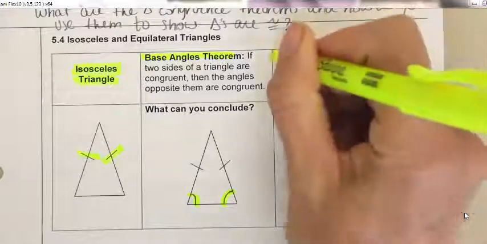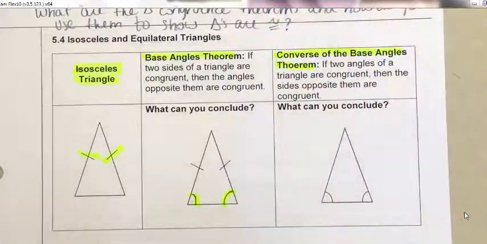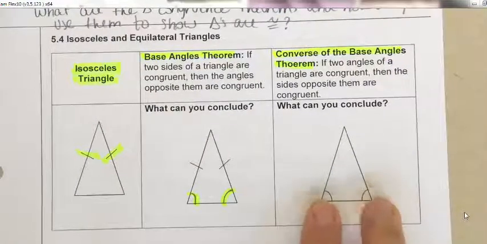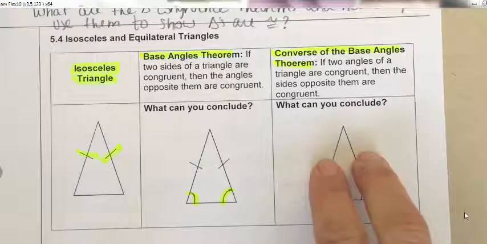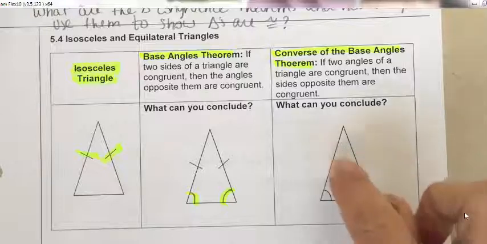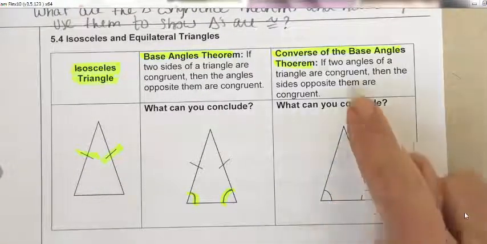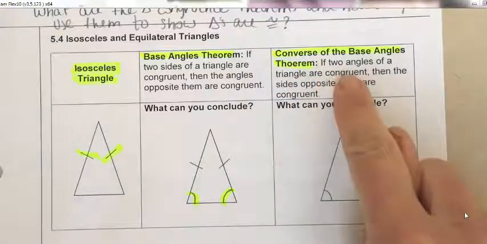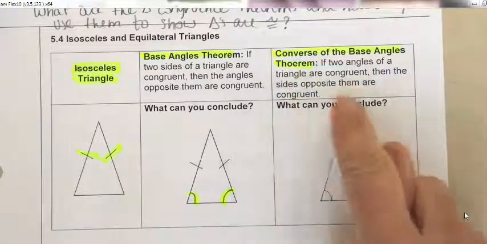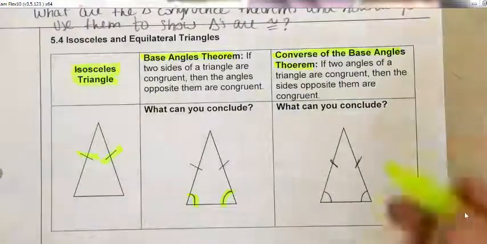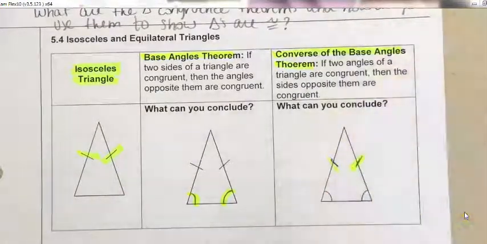Now the converse of the base angles theorem just means like go backwards now. So now you're told that the two base angles are congruent, so what can you conclude? Well, you should be able to conclude then, if the two base angles are congruent, then these two sides opposite those base angles are also going to be congruent, and therefore we know that this is an isosceles triangle. So that's what this says. If two angles of a triangle are congruent, then the sides opposite them are also congruent. So we can conclude now this, and that this is basically an isosceles triangle.